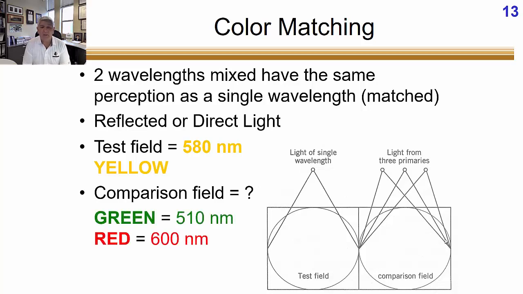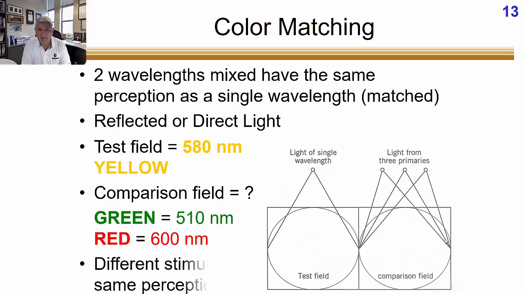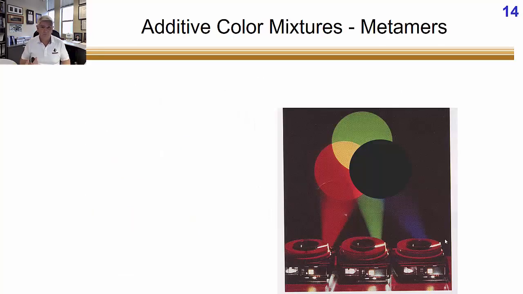So if we had equal amounts of green and red light, that would actually generate a yellow test field. So it would be the different stimuli, right? We have 580 nanometer wavelengths of light, and then we have a combination of 510 and 600, but both of those are going to appear the same. We would not be able to discriminate the difference between a single wavelength of light and two wavelengths of light. And that's because they're stimulating the same pattern in our cones.